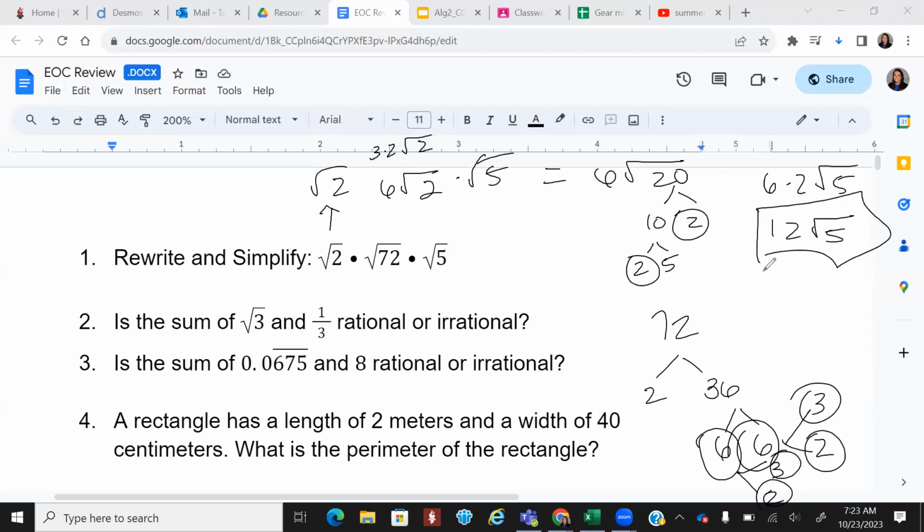If this was a multiple choice question, how I would do it is I would take this and write it into my calculator and my answer choices, and they should have the same decimal. Okay.